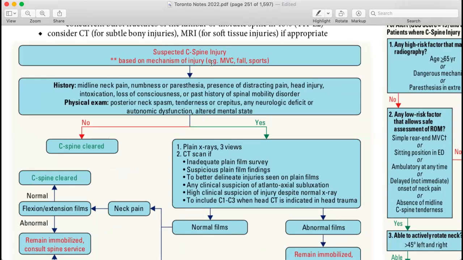Then coming to the physical examination, next was crepitus, any neurological deficit, autonomic dysfunction, and altered mental status. If none, then the C-spine is cleared. On the basis of history and physical examination, you don't need to do anything. But if there is any, then you are going to do the plain X-ray of three views.